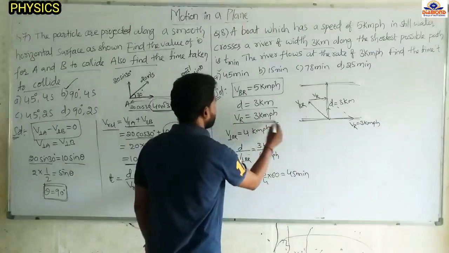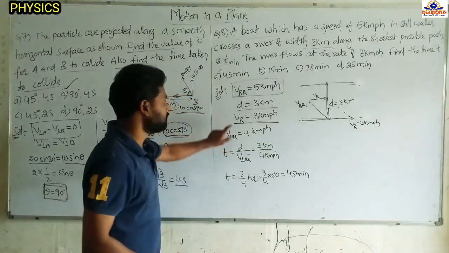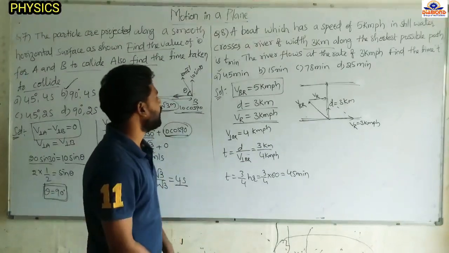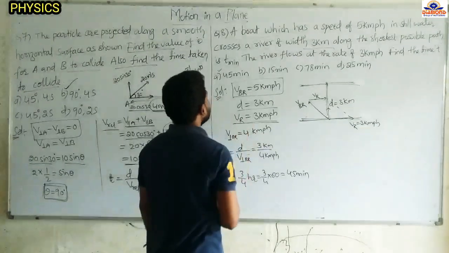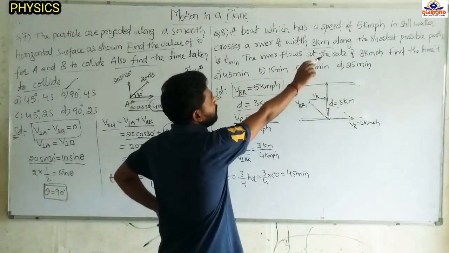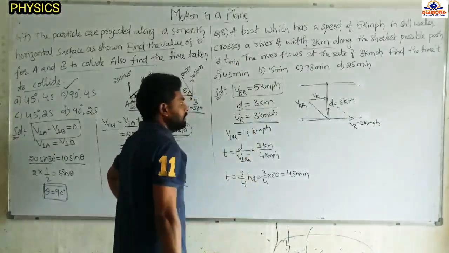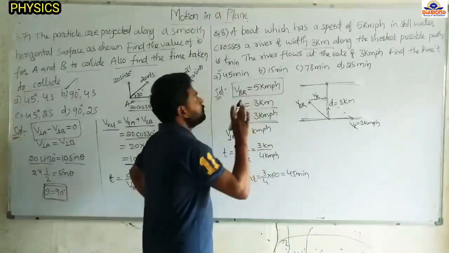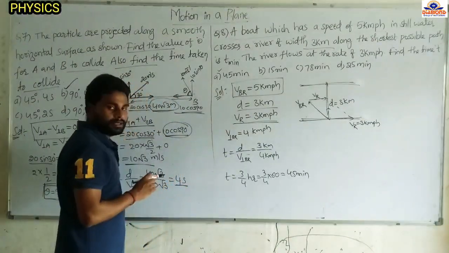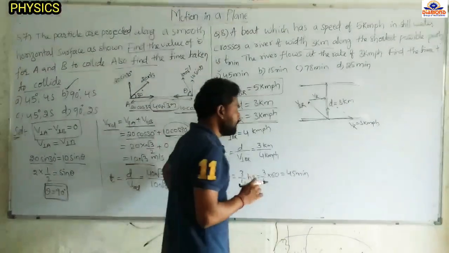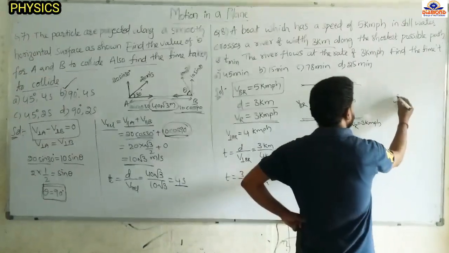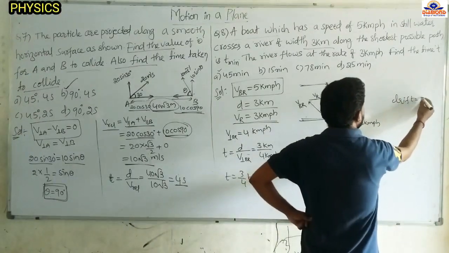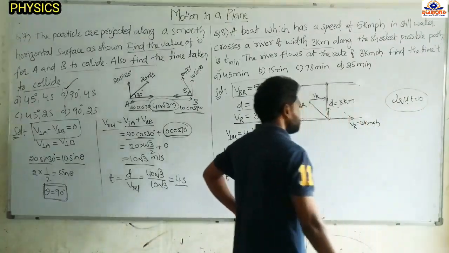So, whatever data is given about the river's velocity, I am writing first. Find the time t. A boat which has a speed of 5 km per hour in still water crosses a river in time t through the shortest possible path. Shortest possible path means drift equal to 0.